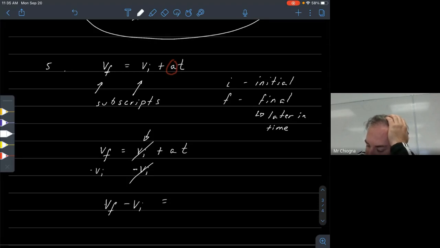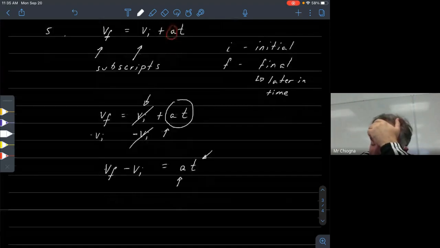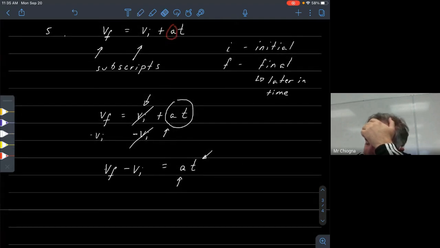I'm left with just this term that contains what I'm solving for. Contains the A, multiplied with a number, that's all it is. T represents some number. We don't know what it is. Doesn't matter. Just use the rules of math.